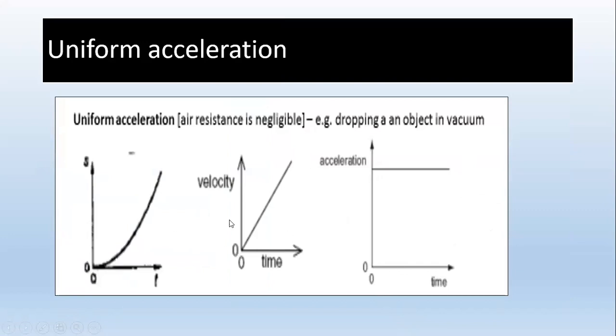We will be drawing this style of graph for uniform acceleration. You need to recognize and remember them. It's a parabola. There's no air resistance, that's why we have uniform acceleration, like dropping an object in a vacuum. Velocity is a straight line. Acceleration is constant.